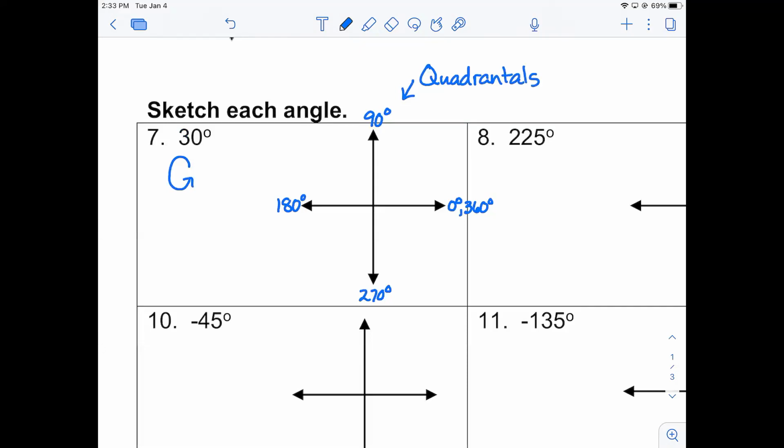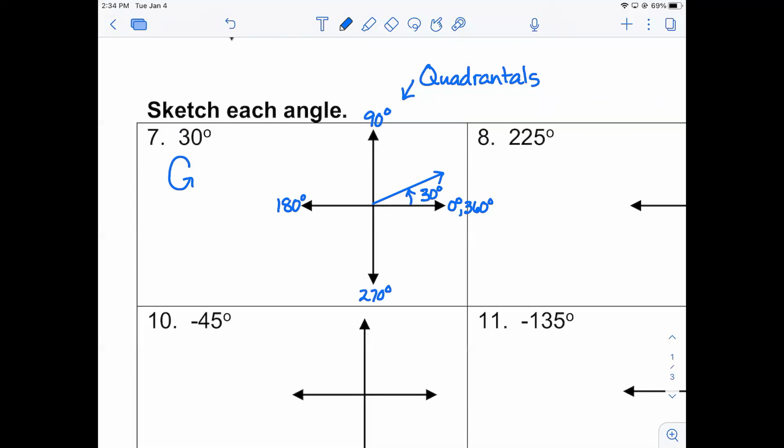Those are your quadrantals. Now, if I'm trying to draw a 30-degree angle, I know it has to go in quadrant 1 because it's between 0 and 90 degrees. Now, if I think about it, I don't want to take this 30-degree angle and put it right there because this right here is closer to the 90 than it is to the 0. Well, 30 is going to be closer to 0 than it's going to be to 90. So we want to draw that 30-degree angle down here closer to my original initial point. So this is my 30-degree angle that I created right there.